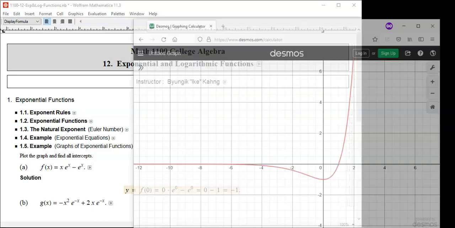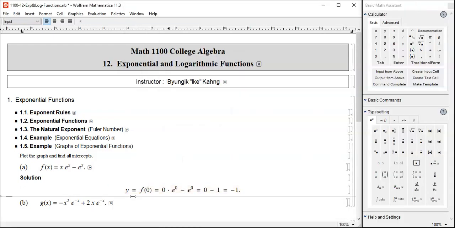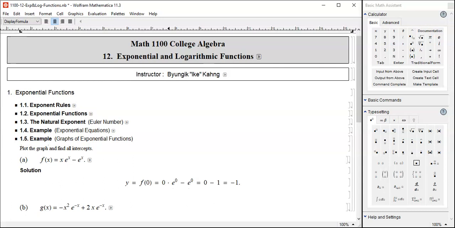Let's go back to the graph again. Yes, -1. Good. How about the x-intercept? Looks like +1. Okay. That is x e to the x power minus e to the x power is equal to 0, because you want y equal to 0. See? The y value is equal to 0. And then we have to solve this equation.